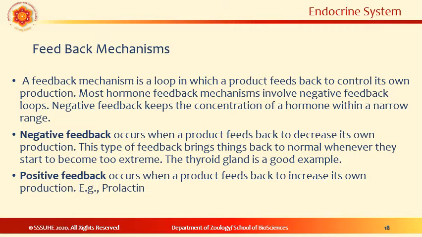So negative feedback is when the product, the hormone, feeds back to decrease its own production, and it makes sure that extreme concentrations are not around. Example, thyroid gland. In prolactin, increasing prolactin has a positive feedback to increase its own production, thereby milk production can be increased for a lactating mother.